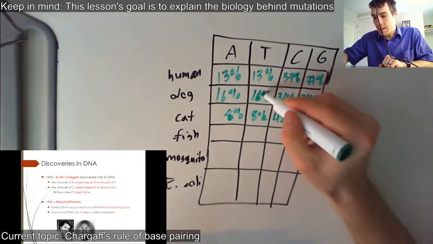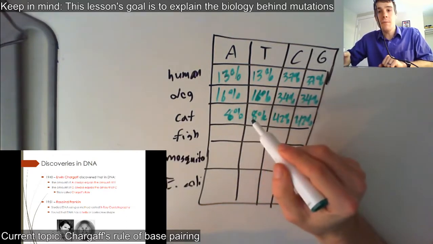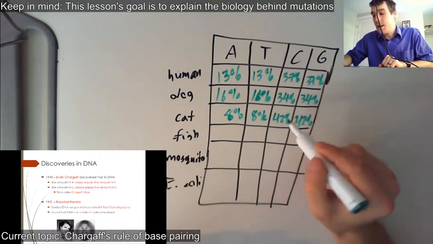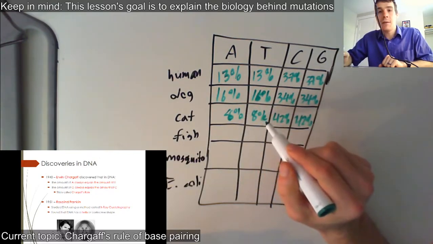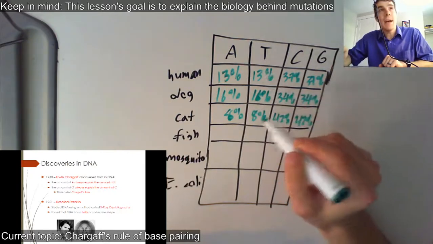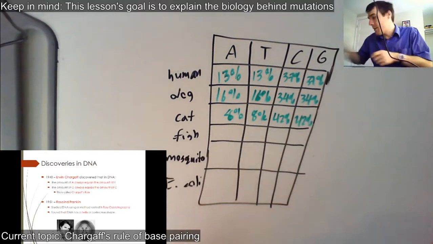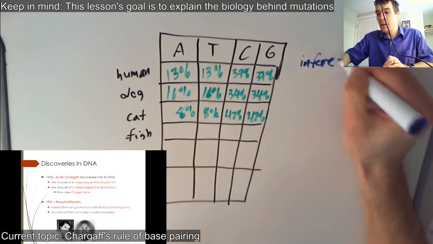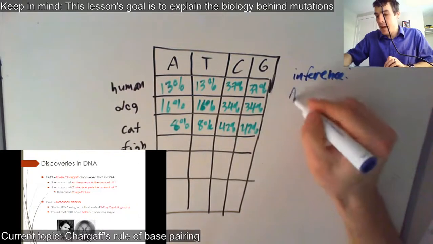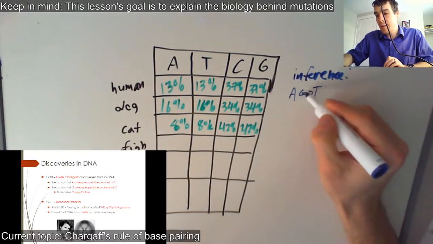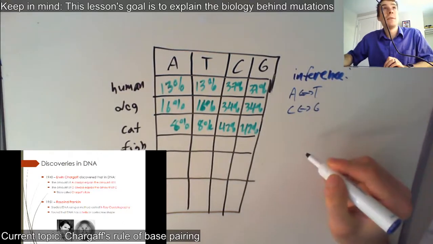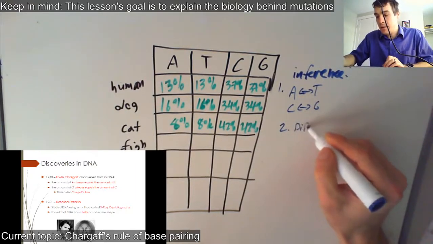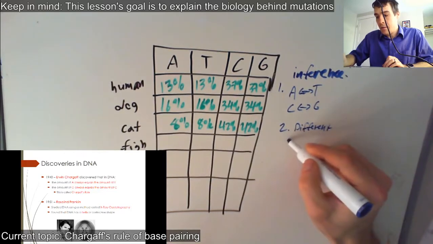He noticed that the amount of A and the amount of T was always very similar, and the amount of C and the amount of G was always very similar, within a percent of each other. But the C and the G were different from A and T. And he also noticed that different animals had different proportions. So this suggested to him two things. The inference was, number one, A and T match somehow, and C and G match somehow. And number two, this provided proof that different organisms have different DNA.